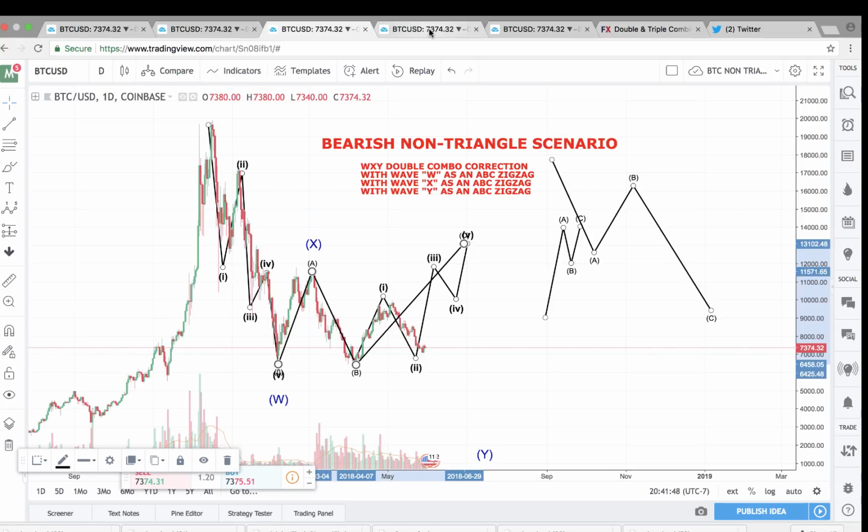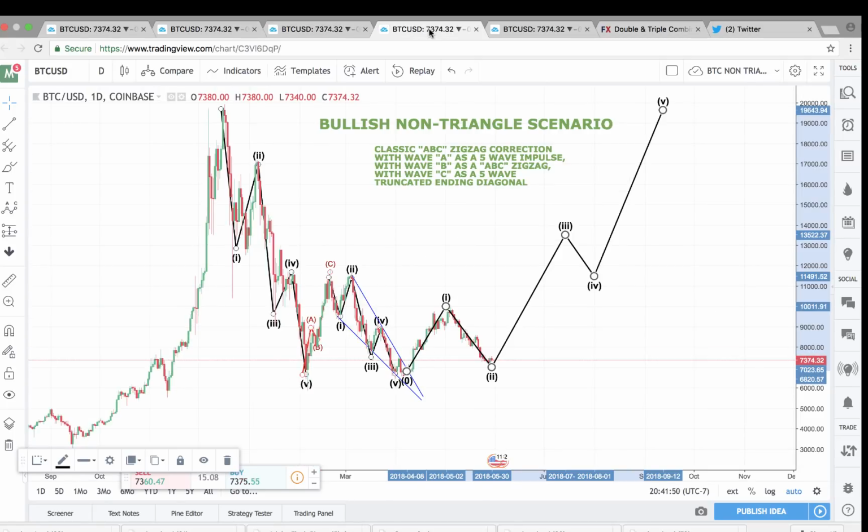And then we're going to move on to the last bullish non-triangle scenario. So this is going to be, again, assuming we're not in a triangle, a simple ABC zigzag correction from the 20K level we had here. We have the A wave as a 5-wave impulse, the B wave as an ABC zigzag, and the C wave being an ending diagonal as well as a truncated C wave because it ends slightly before wave A ended.